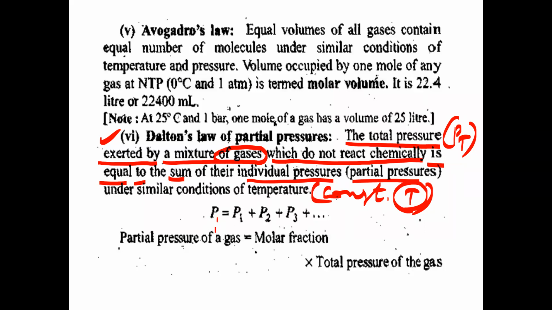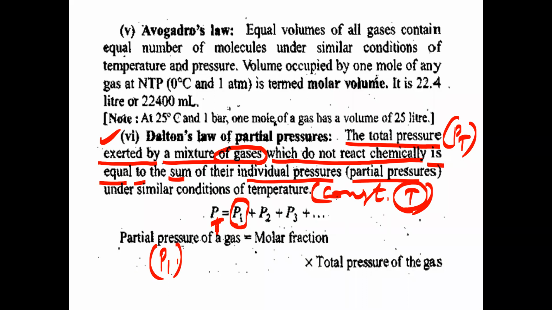So P total of a gaseous mixture is equal to the partial pressure of the first gas plus the partial pressure of the second gas plus the partial pressure of the third gas, and so on. If you take three gases, P1 plus P2 plus P3 is equal to P total. And if you want to calculate the partial pressure of only one gas, suppose we are calculating P1 here.